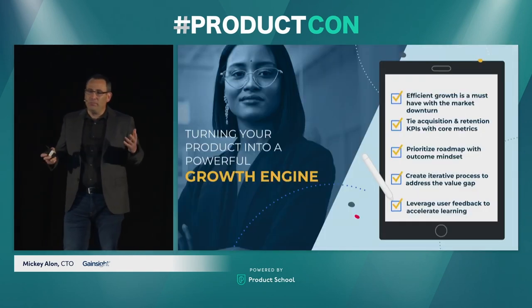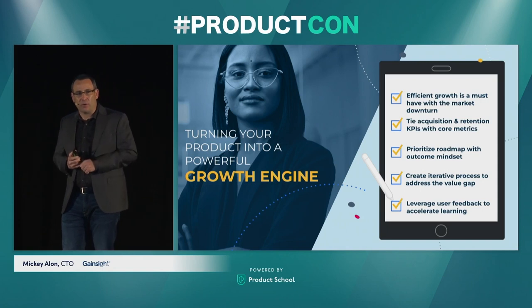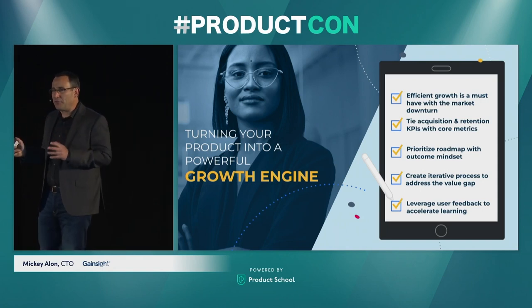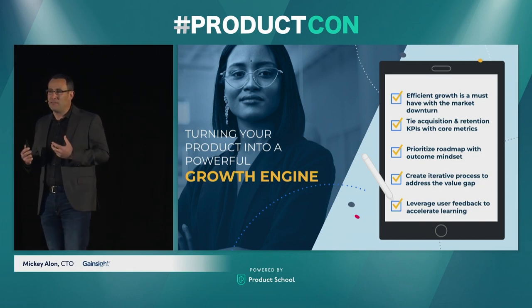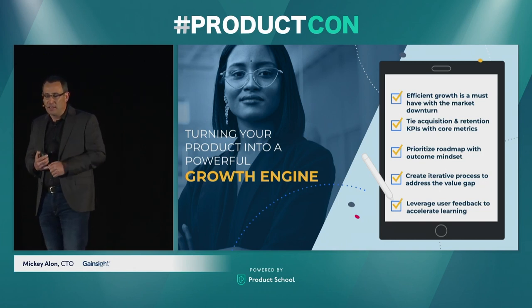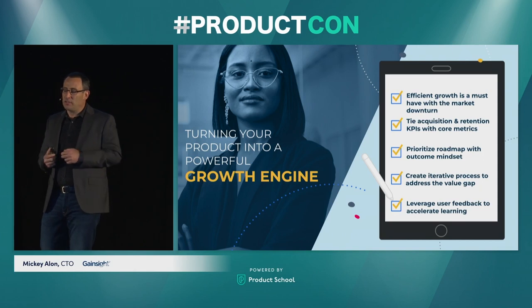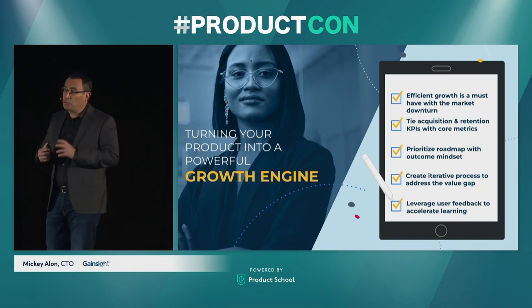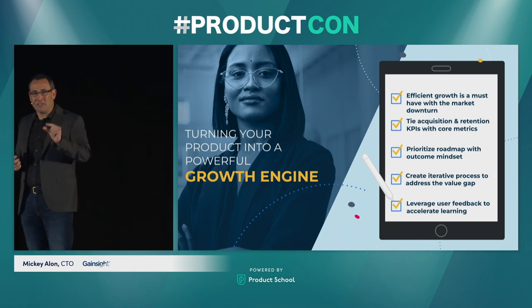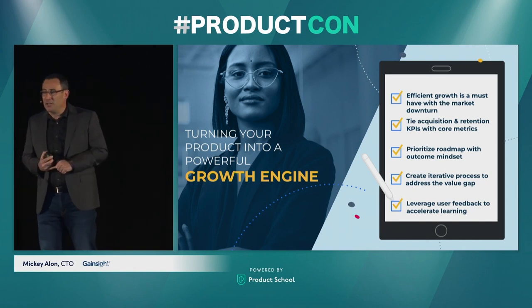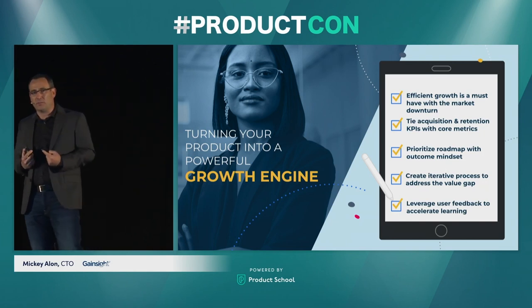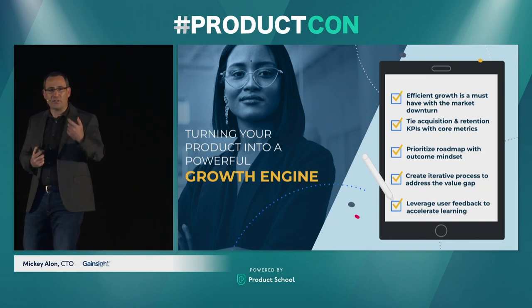So wrapping up, when you want to drive product-led growth, you can focus on these two growth metrics, and today it's becoming a must-have to help your company scale. You want to tie acquisition and retention with your core product metrics. You want to prioritize your roadmap for outcome, not necessarily new features. And you want to create an iterative process where you're learning from your customer input what you should focus on next before you deliver new functionality.